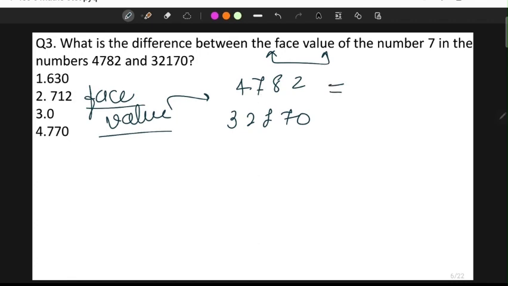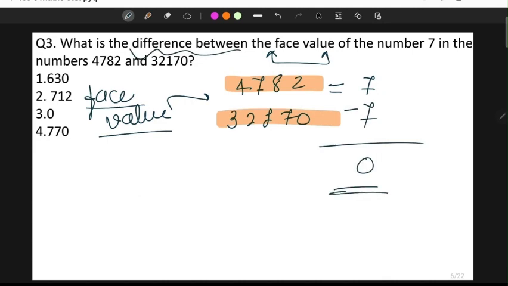So the face value of 7 in the given number is 7 only, and the face value in the next given number is also again 7 only. We have to take the difference of it. It means 7 minus 7 is going to be 0. So 0 is the answer for the given question.